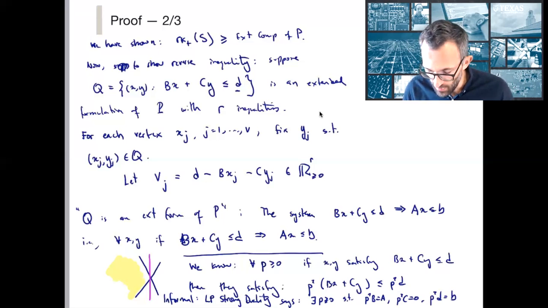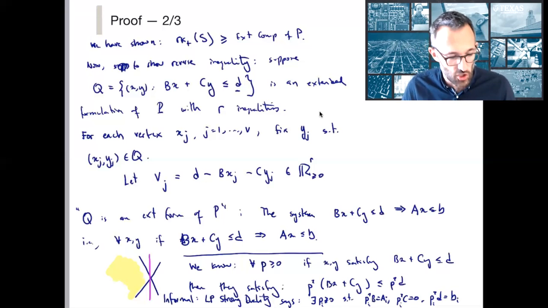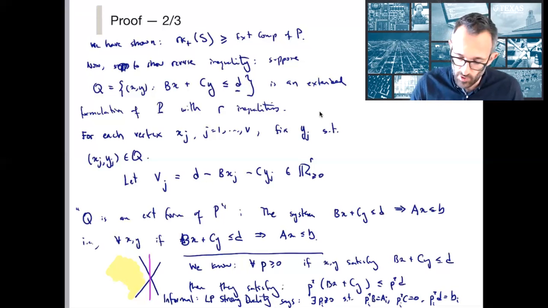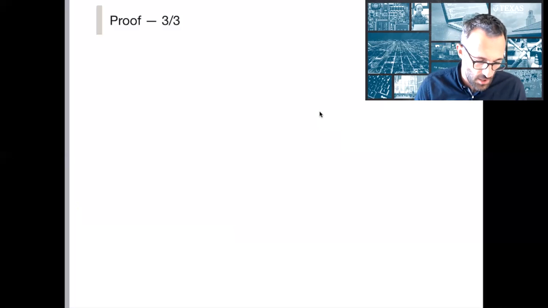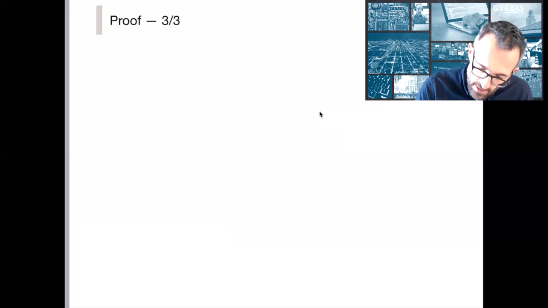I should have put, this is for every individual inequality of Ax. So let me write Ai. There exists a Pi such that Pi transpose B is equal to Ai, Pi transpose C is equal to 0, and Pi transpose D is equal to the scalar bi. Okay, so this is LP strong duality, and that's the geometric intuition of what's happening. Okay, so let's see the details here.